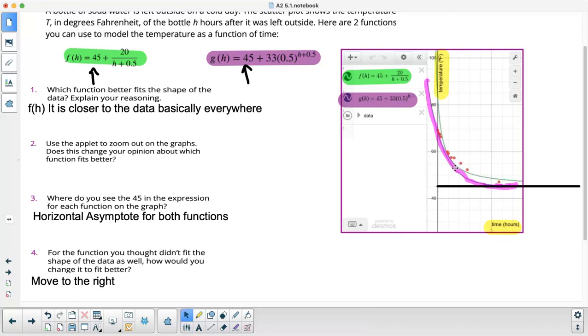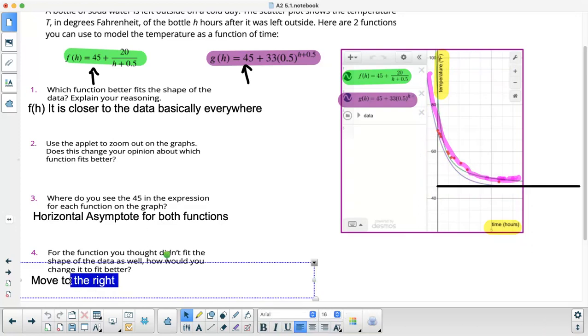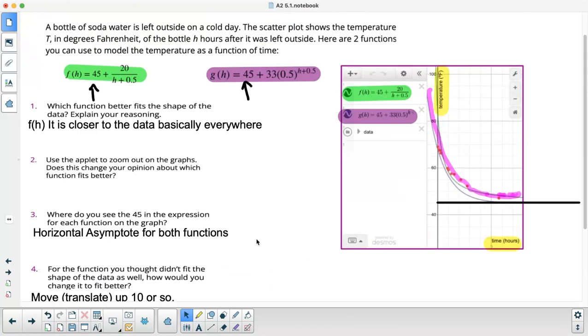Right, so I would move it right. Man, I don't know. Probably just move it up. In all honesty, move it up 10 probably. So I probably don't even need to move it to the right. Let's just say move up 10 or so. Okay. Now instead of move, I might be better off to use the math word, which would be translate. Right. So basically what we wanted you to do on that is to realize that one function might appear to be a better fit, but the other one might actually fit the shape a little bit better after I do a little translation and stuff like that.